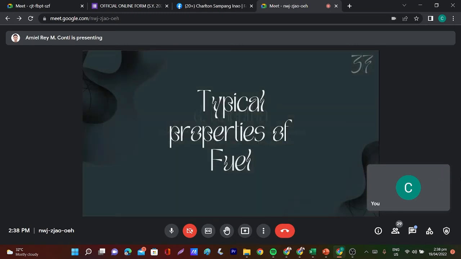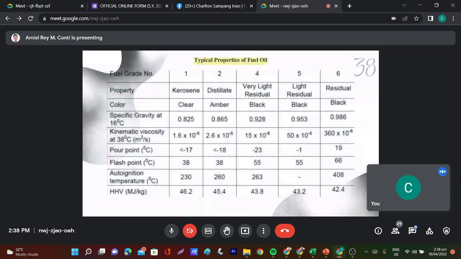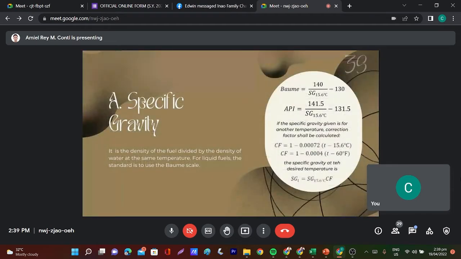Okay, next. Typical properties of fuel. Ito po yung table, so you can see. Specific gravity. It is the density of fuel divided by the density of water at the same temperature. For liquid fuels, the standard is to use the Baume scale. Ito po yung Baume scale, yung 140 over SG at 15.6 degrees Celsius minus 130.